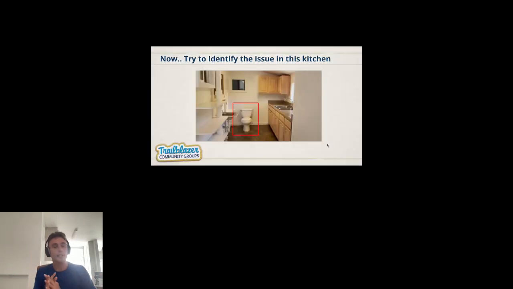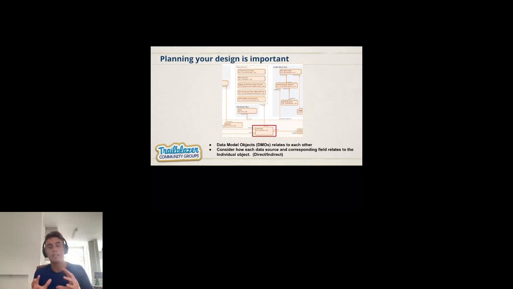Now, as you can see on these photos, there is an issue. There is a toilet in the kitchen, and it doesn't make sense. It's exactly the same thing in Data Cloud. You need to plan your design really carefully before starting the implementation, because each object is related together and there is a sense and a way to interconnect them.